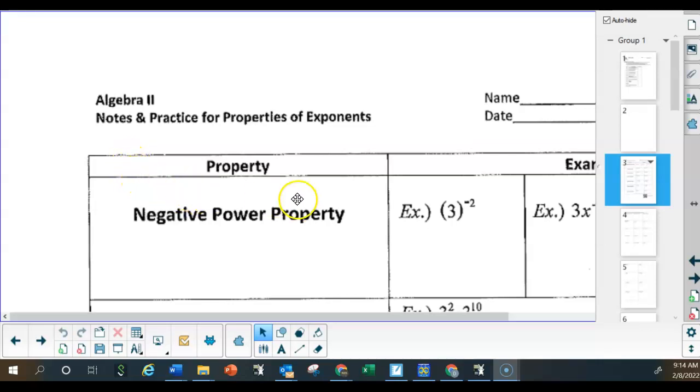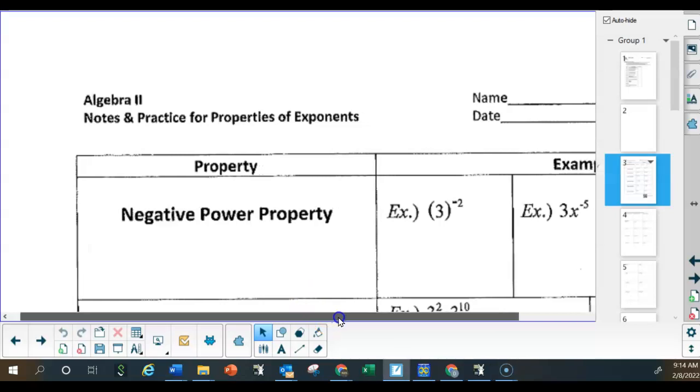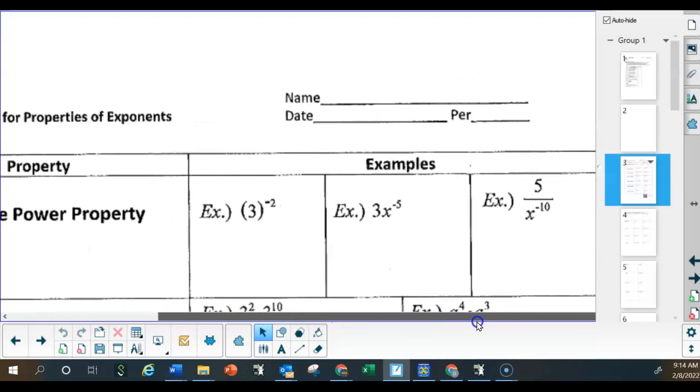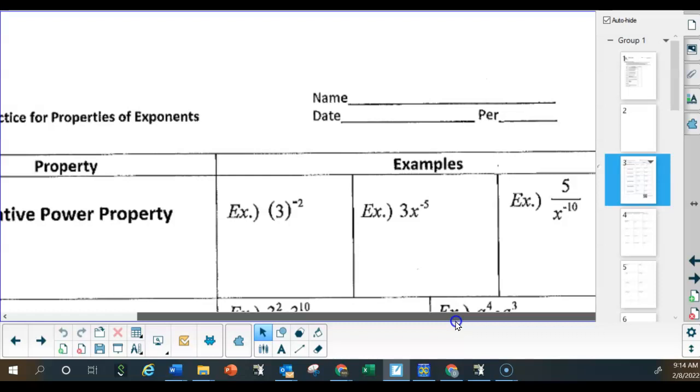All right, we're going to take a look at the exponent property rules. I'm not too worried about you knowing the name of the various rules, but just knowing what each rule does.